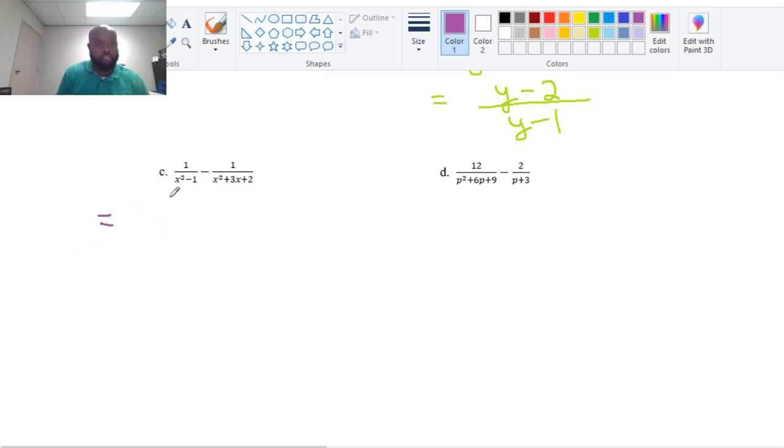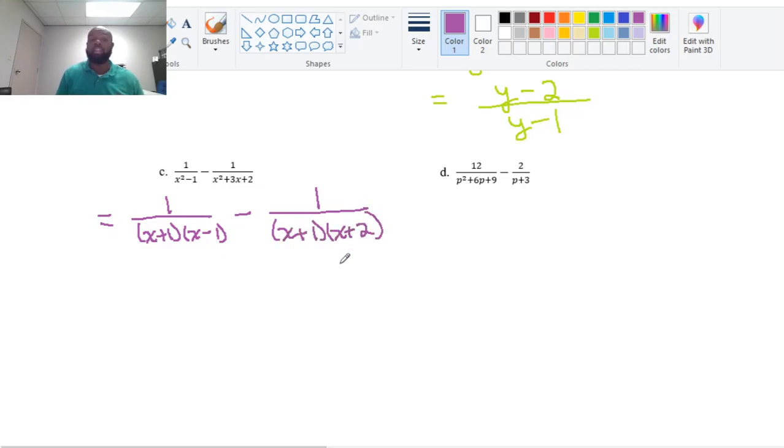So I'm going to factor that first denominator. I don't care what the numerator is, even if it has some x variable expressions on the numerator. That first one factors into x plus 1 times x minus 1 because that's the difference of squares. And the second one factors into an x plus 1 times an x plus 2. There we go. And so we need to find our LCD.